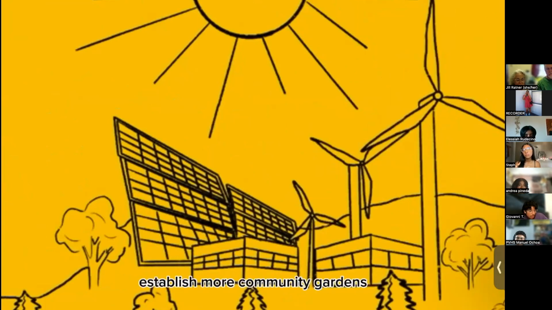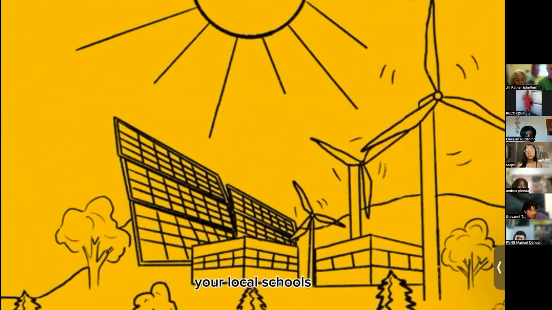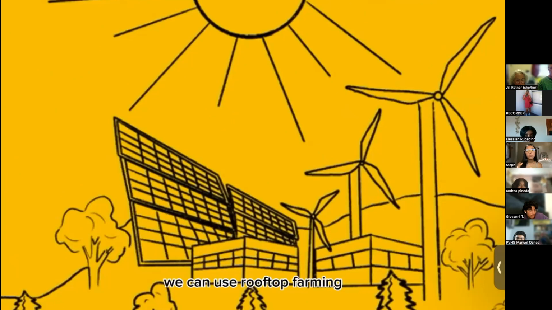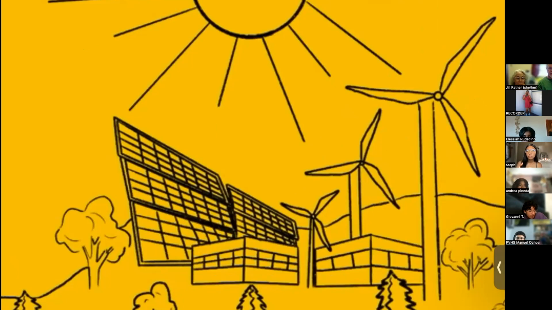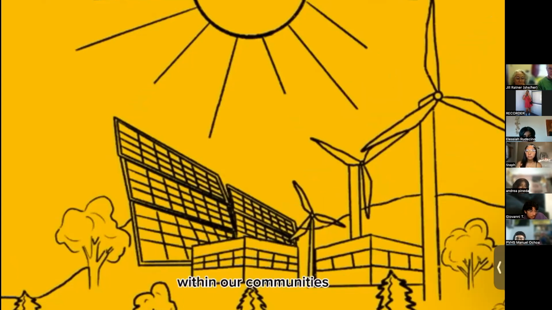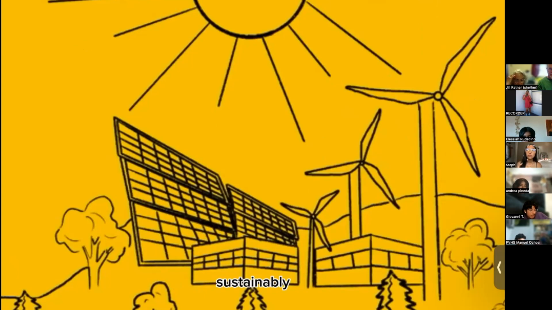establish more community gardens in accessible spaces like the park, your local schools, and libraries. We can use rooftop farming, where we can occupy empty spaces in our apartments and buildings to grow fruits and vegetables. We are also building food sovereignty within our communities by having a choice in producing our food sustainably, which can improve our environment.